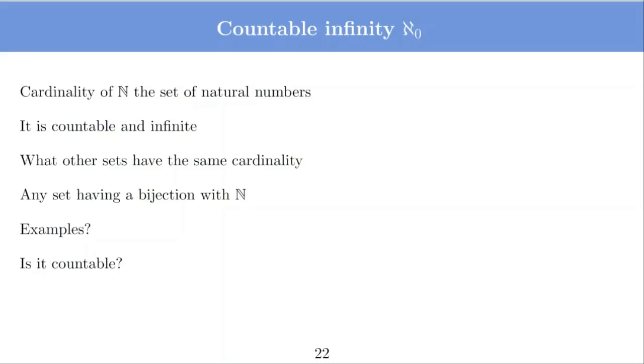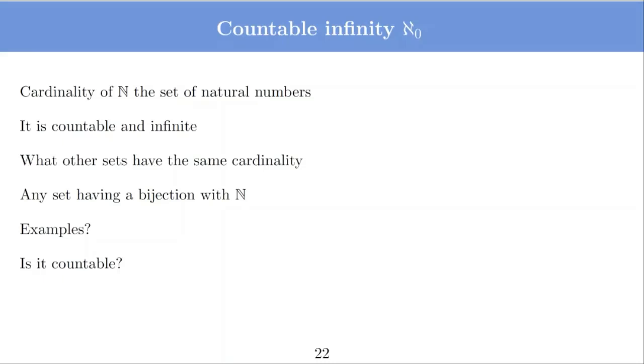Okay, and this is written by this particular notation. This is called aleph-naught (ℵ0). This means it's a countable infinity. Now, so what other sets can be there?